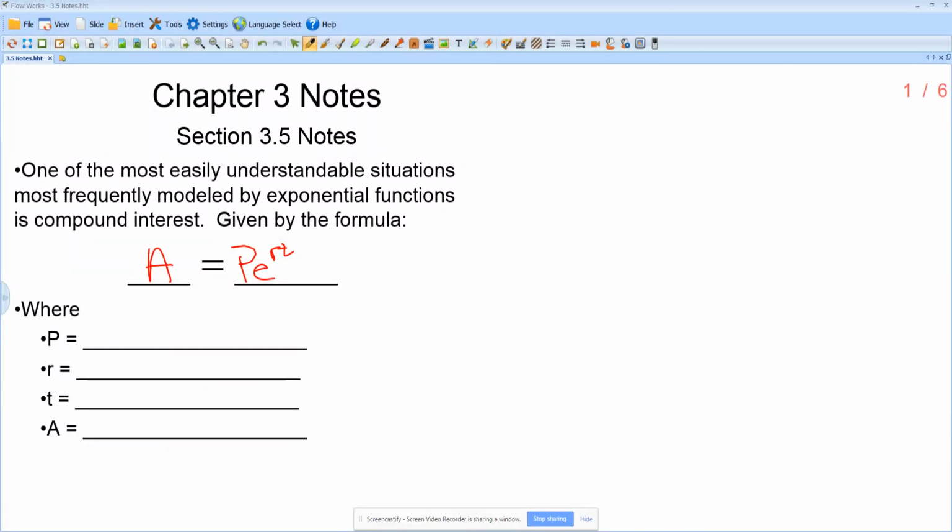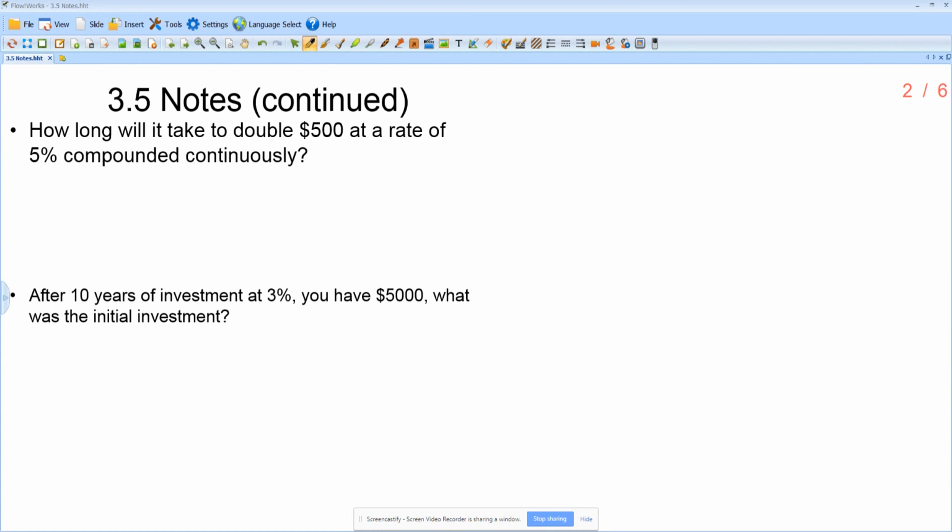So we talked about this. This is for continuously compounded interest, where P represents the principal, r represents the rate, t represents time, and A represents the balance. You think of that as the current amount. So I'm just going to do this slide of two examples.